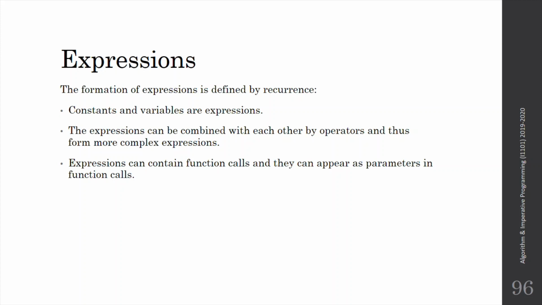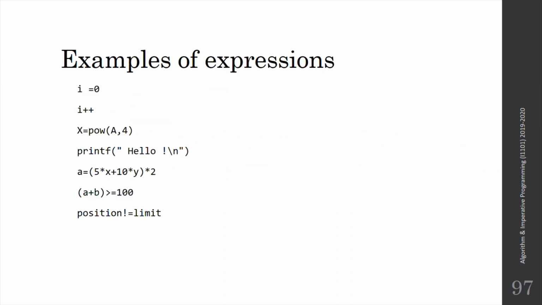Usually an expression is defined by recurrence. It means that recursively we can try to form an expression. So constants and variables are considered as expressions, and expressions can be combined with each other using operators. For example, if I have two variables x and y, I can link them together, x plus y, and they will be considered as an expression. An expression can contain function calls, and they can also appear in parameters. We just need to wait a little bit about functions, as we'll cover them later in this chapter.